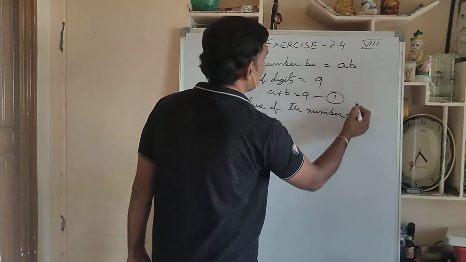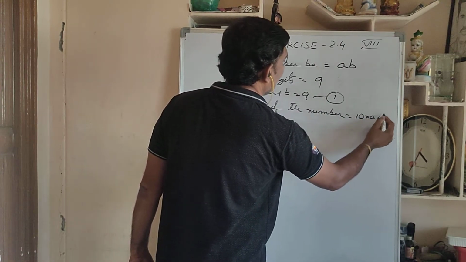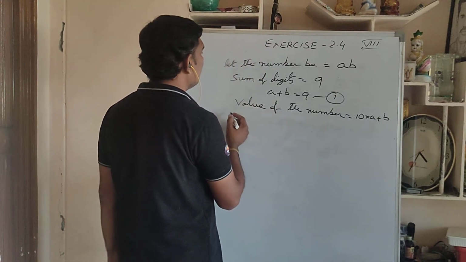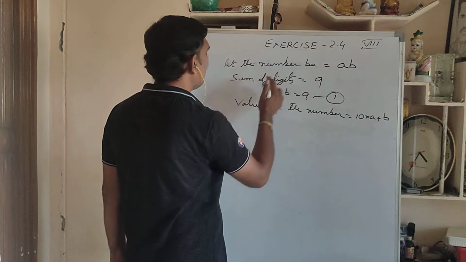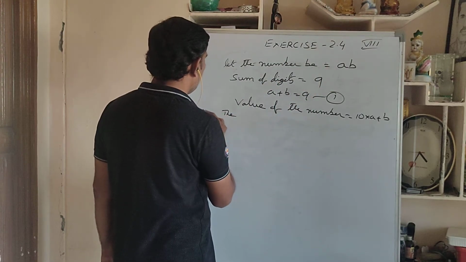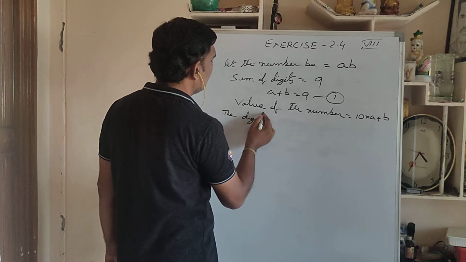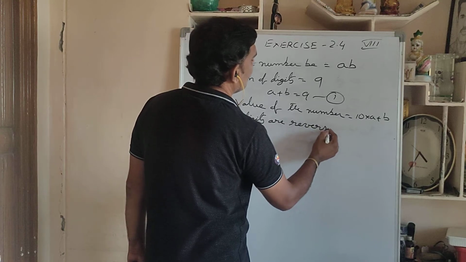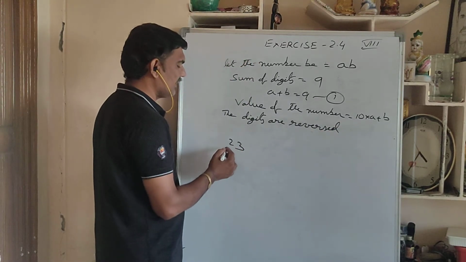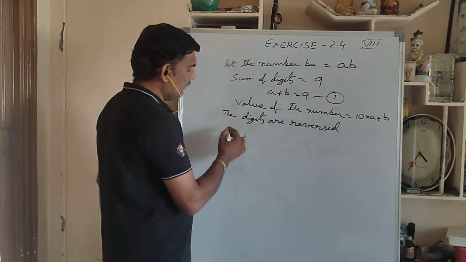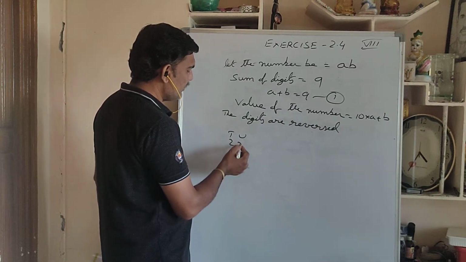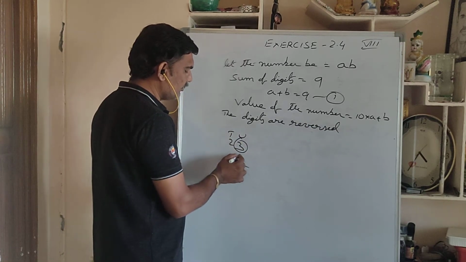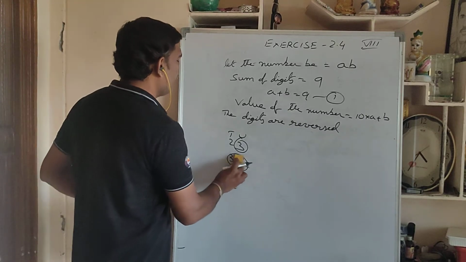So this number's value: A is in the tens place, so 10A, and B is in the units place, plus B. Now what he is asking is if the digits are reversed. Digits reversed means, for 23, tens and units, what happens? 3, 2. So whatever number is in the units place goes to the tens place, and whatever number is in the tens place goes to the units place. Like that. Here, what is this number?